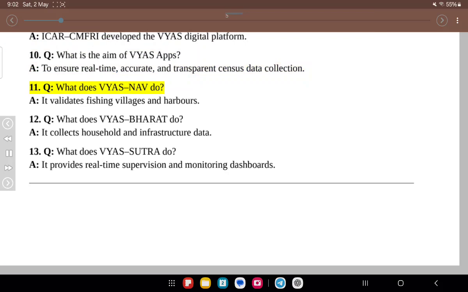11. Q. What does Vyas Nav do? A. It validates fishing villages and harbors. 12. Q. What does Vyas Bharat do? A. It collects household and infrastructure data. 13. Q. What does Vyas Sutra do? A. It provides real-time supervision and monitoring dashboards.